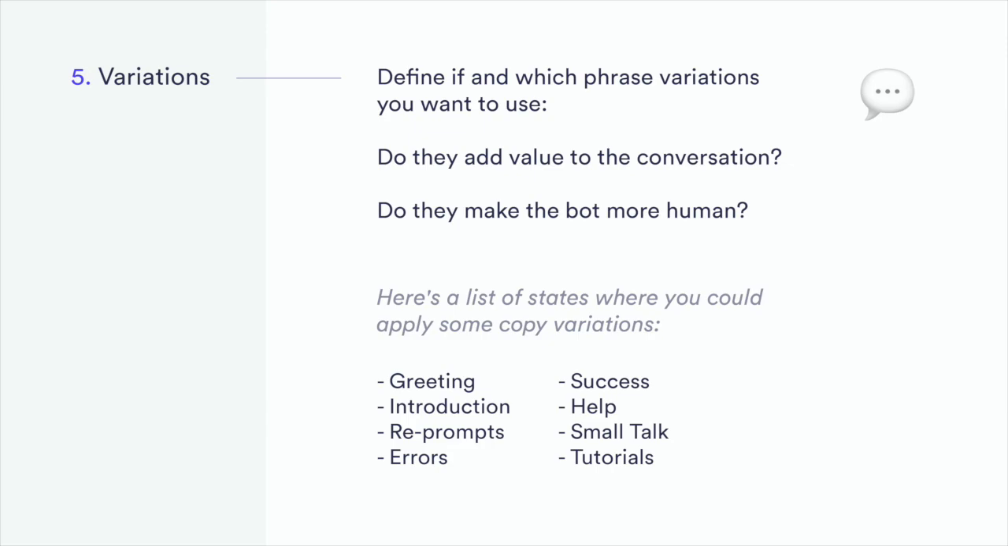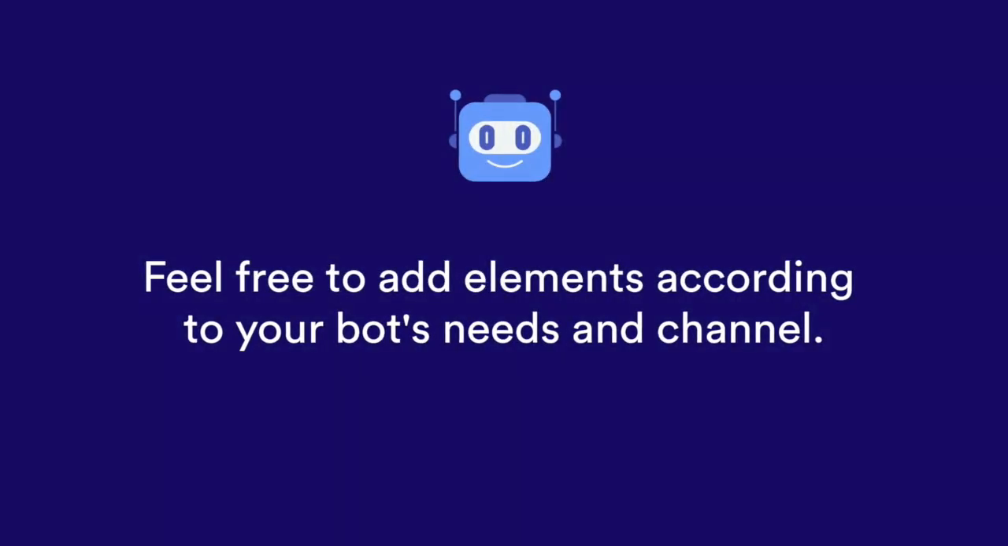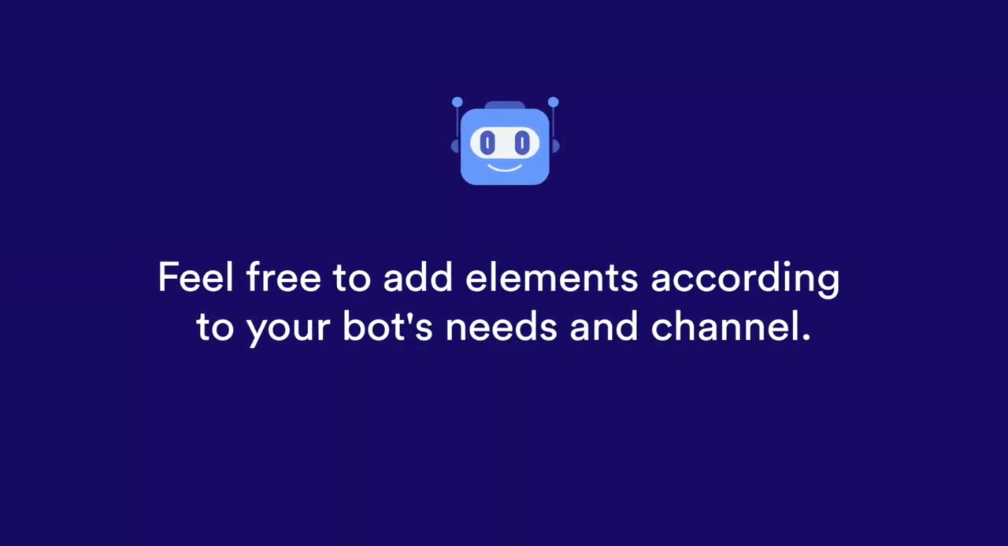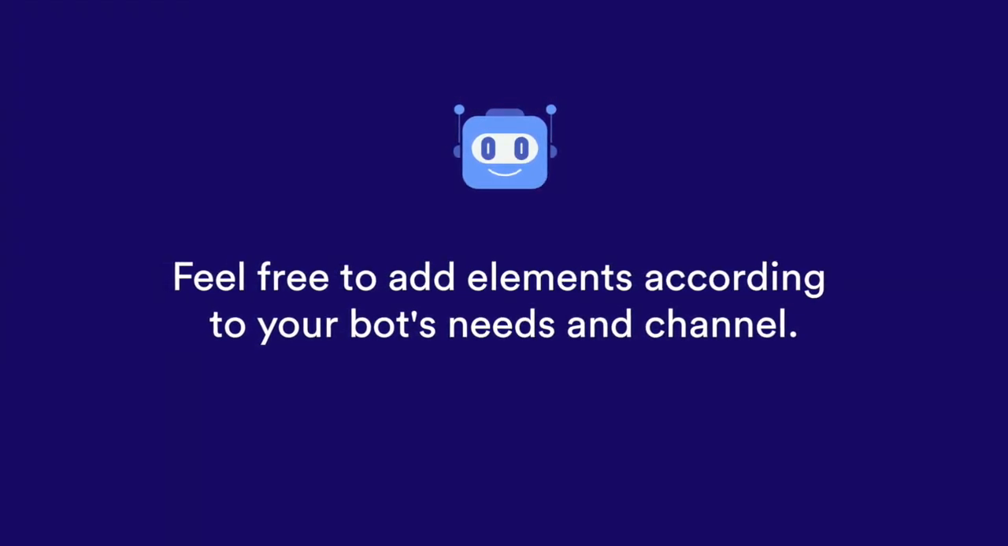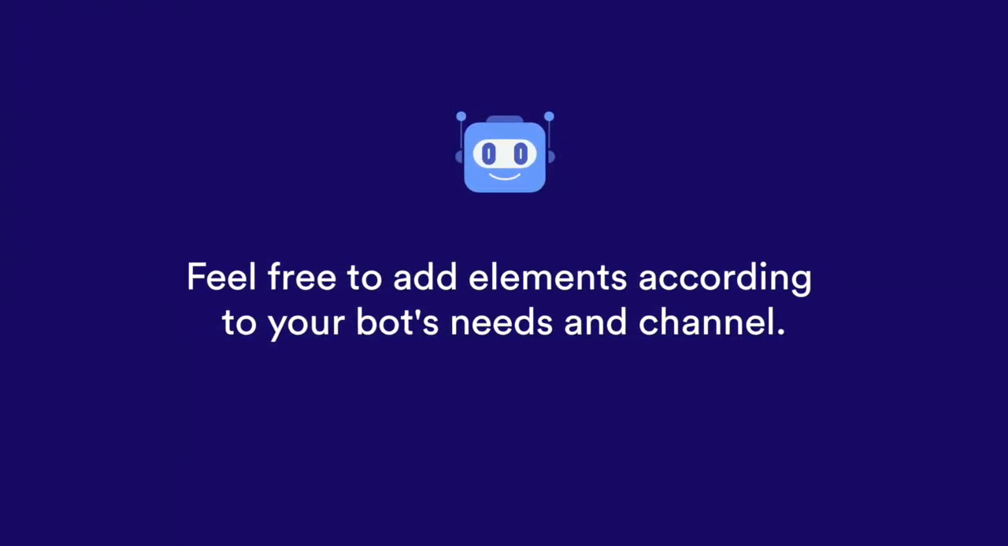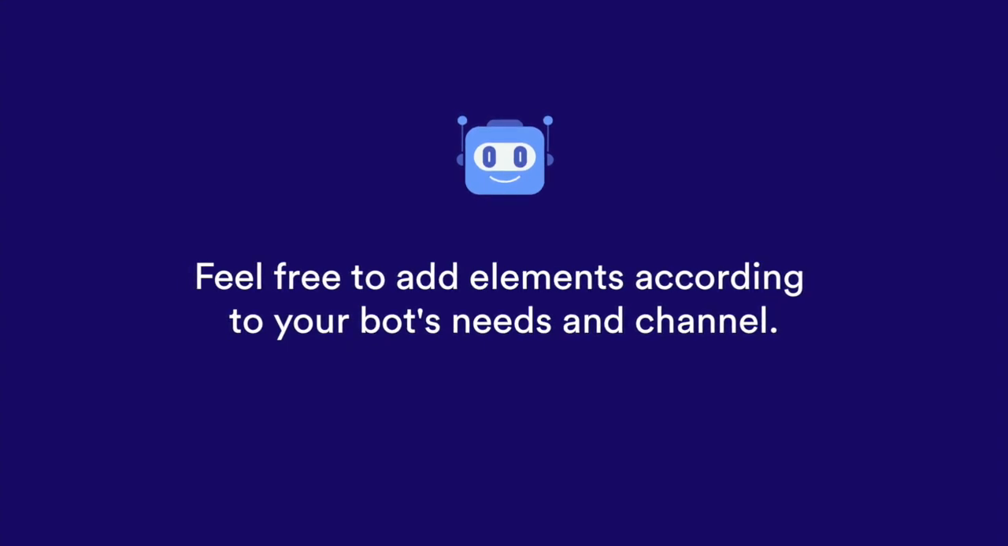Here's a quick list of where you could apply some of these. Greetings, success, which is when a job is done, help, when someone asks for help, introductions, message errors, reprompts, small talk, tutorials. There are a lot of states where you can use variations, and the more, the merrier. And yeah, well, feel free to add any element according to your bot's needs and channel. This is just a quick startup guide to get you up and running.